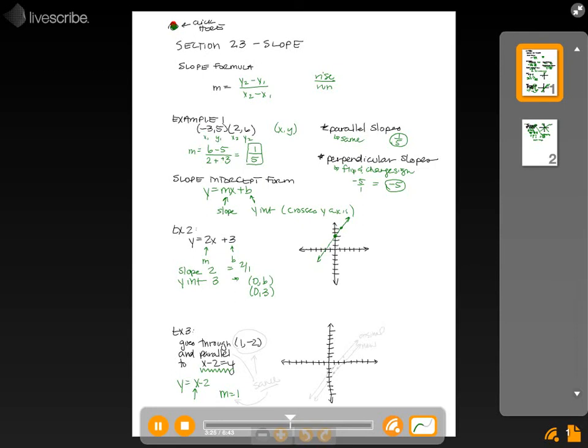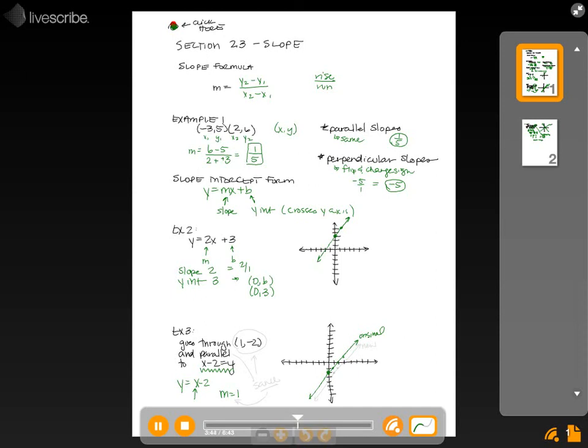Let's go ahead and plot that. Negative 2 is our intercept, so we go down 2, and then we're going to go up and over 1. We can do it a couple times. And then we'll connect all those. Okay, that's the original line.